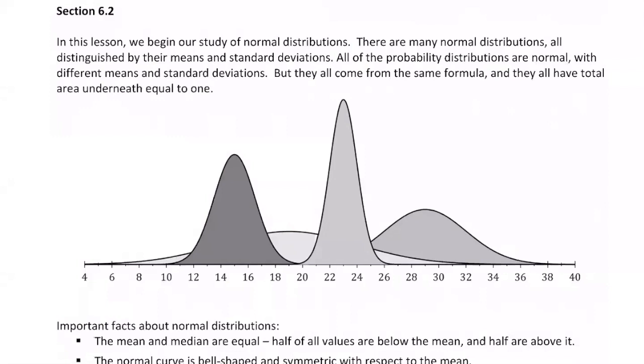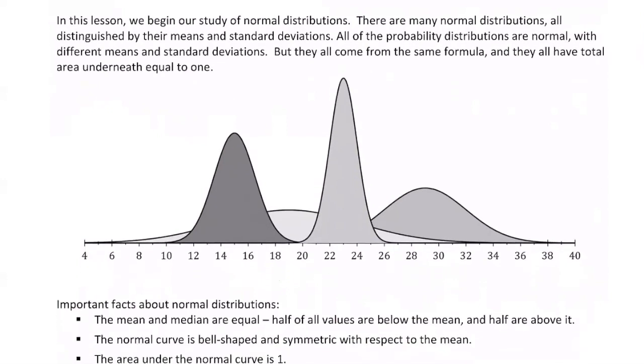The handout here says there's many normal distributions, all distinguished by their means and their standard deviations. All of the probability distributions are normal with different means and standard deviations. But they all come from the same formula and they all have the same total area underneath of 1. So you can see that the skinnier ones have to be taller so that the total area is 1. The wide ones can be very low. They're so wide that the bell has to go to a lower height so that the total area is still 1.